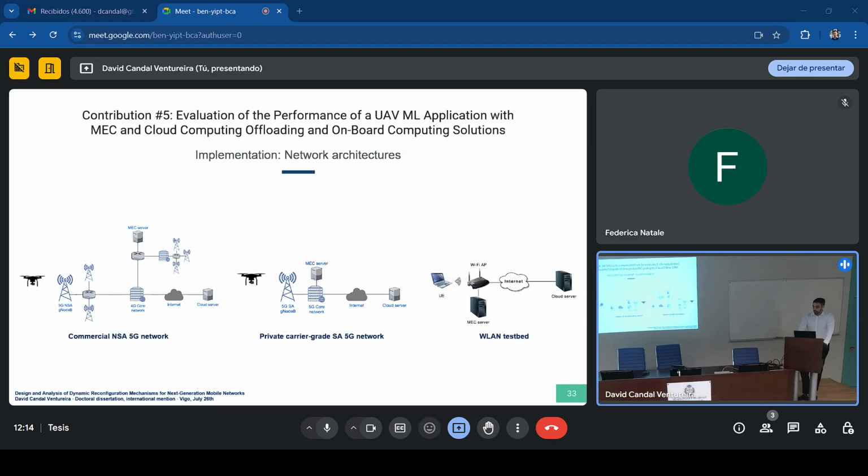We evaluated offloading in 3 networks: a commercial 5G non-standalone network from Orange, a private 5G standalone network that we deployed in our university, and a Wi-Fi network to compare with other works in the literature. In each of these scenarios, we tested both offloading to cloud platforms, and we used Azure for this, and edge platforms.